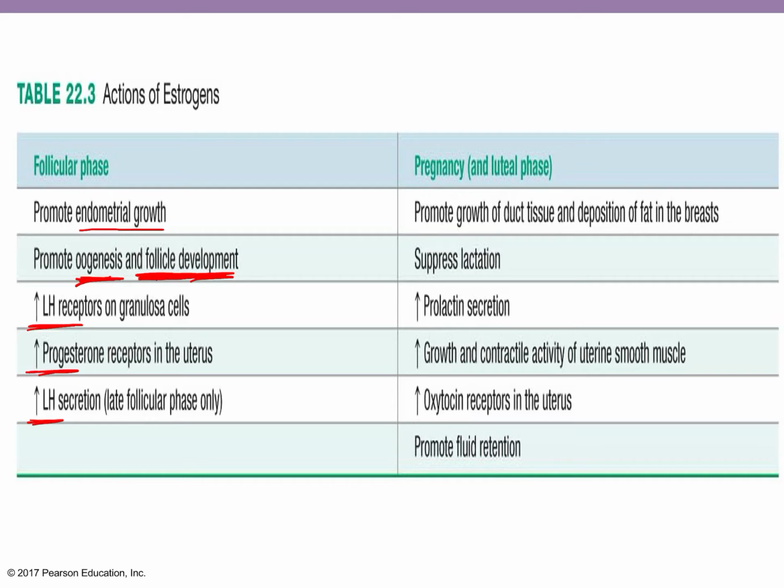In the pregnancy and late luteal phase, if there is pregnancy, we're going to have the estrogen here is going to promote duct growth. It's going to suppress lactation. It's going to increase prolactin, increase growth and contractile activity of the smooth muscle of the uterus, increase oxytocin receptors in the uterus, and promote fluid retention. That's why women who get bloated around the times of her period, this is due to estrogen.